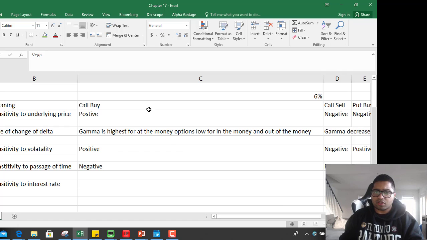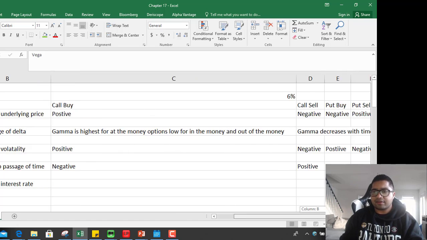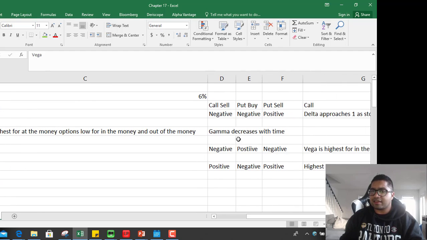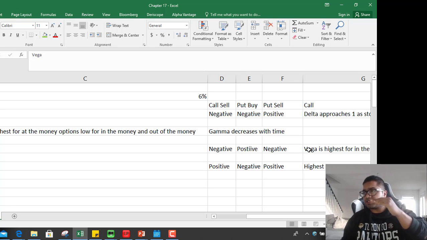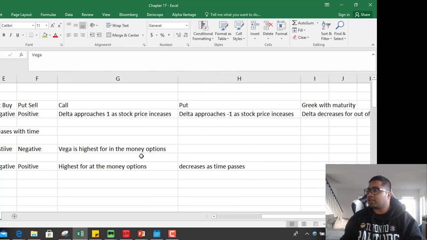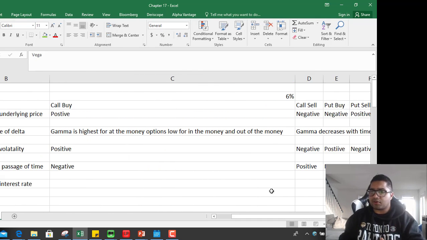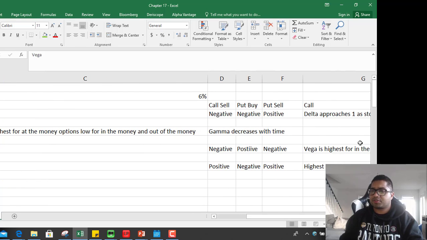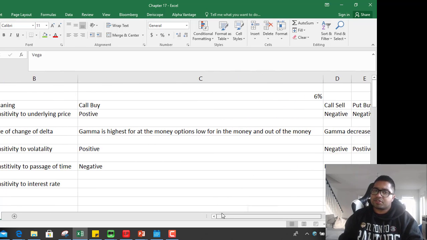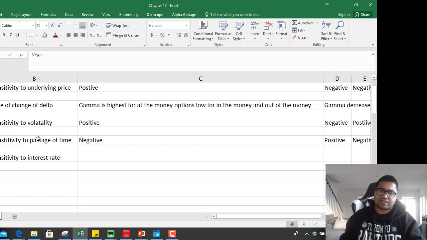Okay. So if you're a call buyer or put buyer, it is positive. If you're a call seller or put seller, it is negative. So when you buy options, you want volatility to go up. If you sell options, you want volatility to go down. Vega is highest for, actually it is at the money options. It is highest for at the money options. So when we discuss slides, we are going to discuss it again.